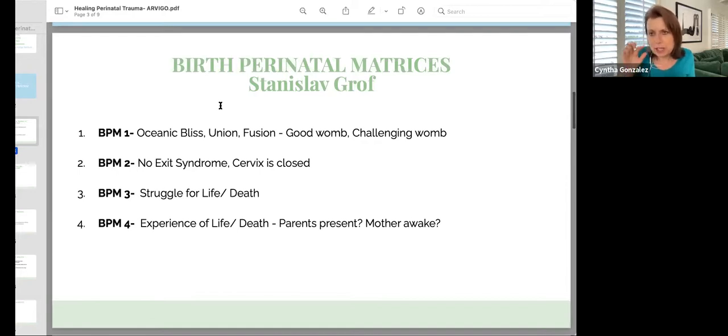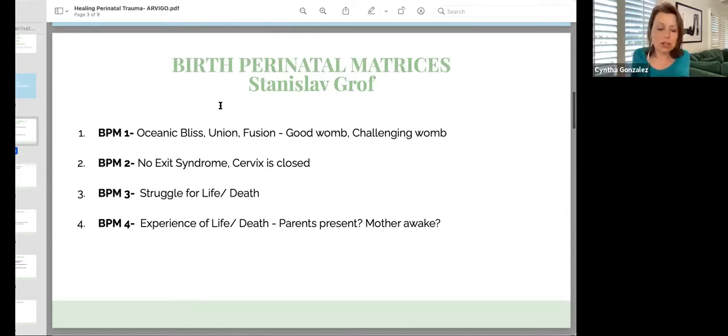Every fluctuation in her hormones, you feel. Every single thing she eats or ingests, you get. Every emotion she feels, you feel. Every movement she makes, every blow, every trauma she feels, you will also feel. So that's why I wrote right here, the good womb or the challenging womb.